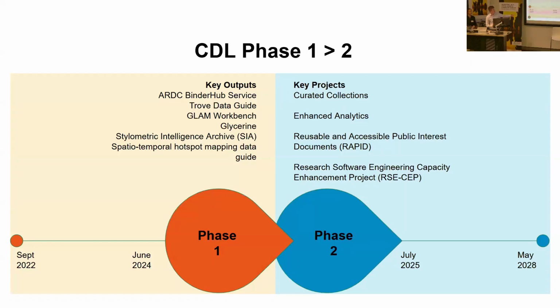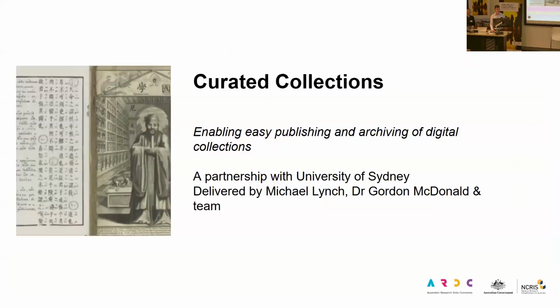And so these are delivered through the four key projects you see there. So Curated Collections, Enhanced Analytics, Rapid, and RSC SEP. So the first project is titled Curated Collections. Its aim is to enable the easy publishing and archiving of digital collections. It's a partnership with the University of Sydney and will be delivered by Dr. Gordon McDonald, Mike Lynch, and team.